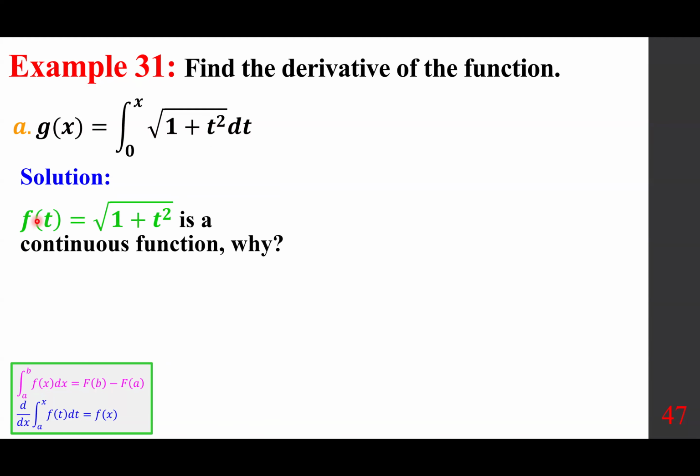So the function f of t is the square root of 1 plus t squared without the dt. By FTC, the derivative is the function itself, replace the t with the upper limit variable. So by FTC, g prime of x is the square root of 1 plus x squared. So replace the t with this function, this variable.